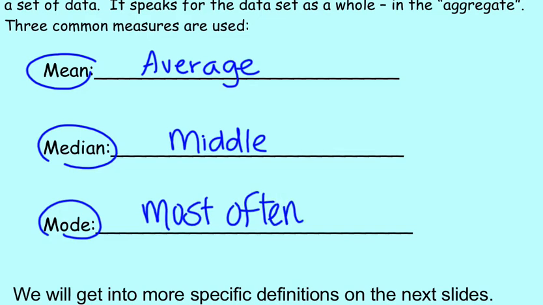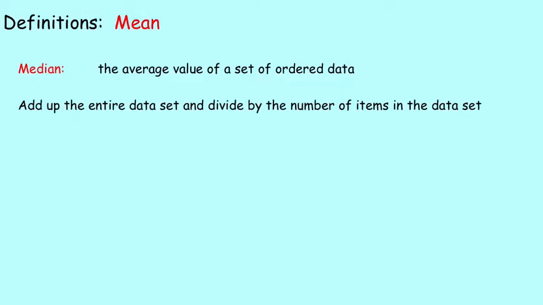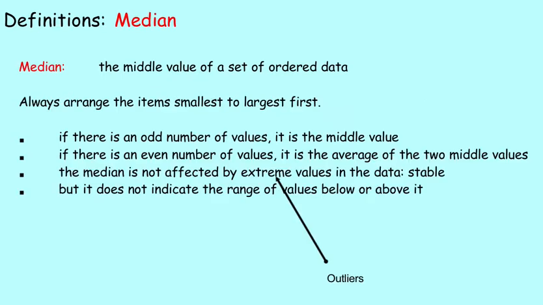All right, let's kind of quickly go through these. Again, to find the mean, it's the average value of the set of data. You'd add up the entire data set and divide by the number of items in that data. Median is the middle value.